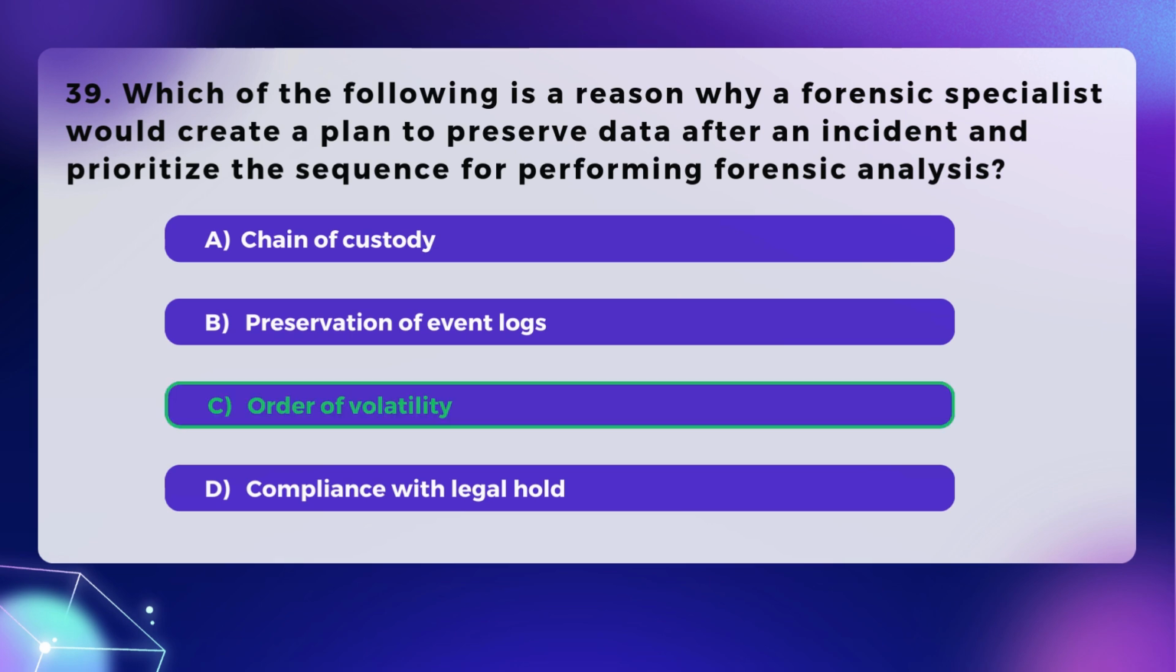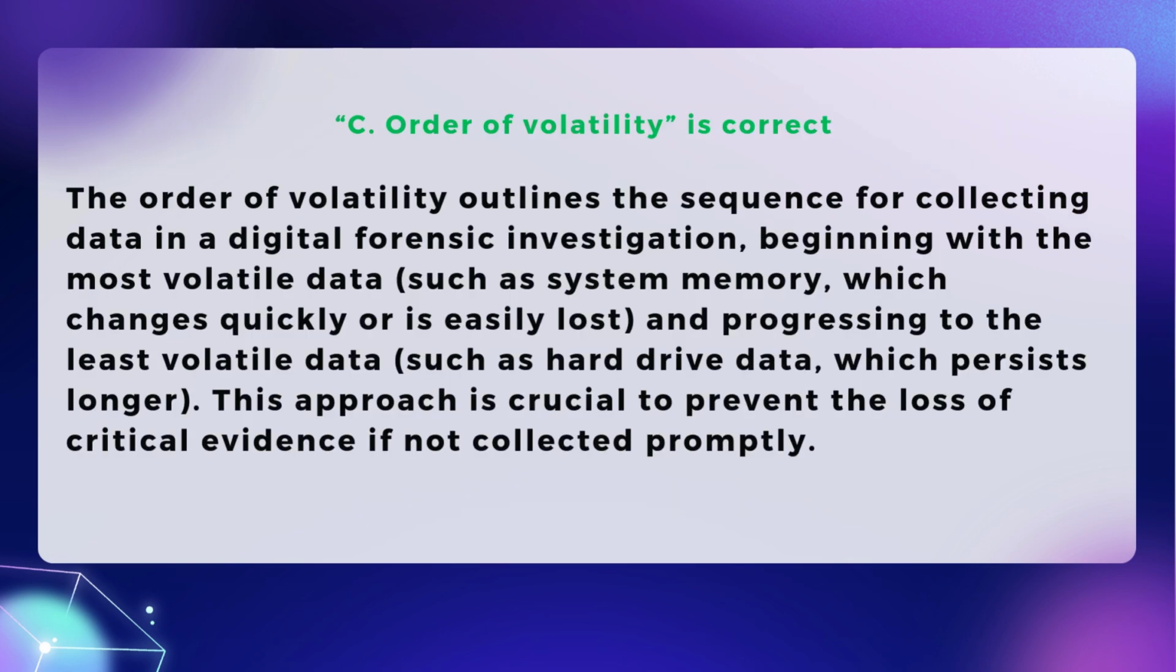The correct answer is C. The order of volatility outlines the sequence for collecting data in a digital forensic investigation, beginning with the most volatile data, such as system memory, which changes quickly or is easily lost, and progressing to the least volatile data, such as hard drive data, which persists longer. This approach is crucial to prevent the loss of critical evidence if not collected promptly.